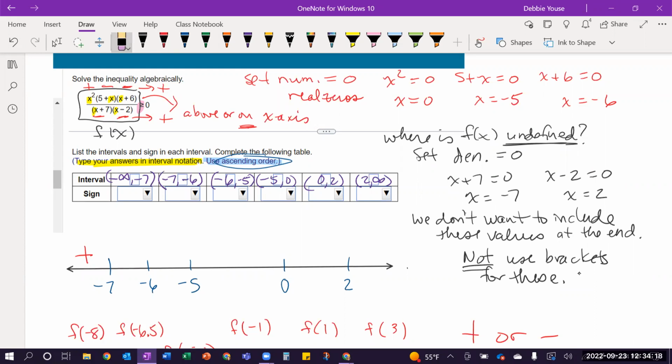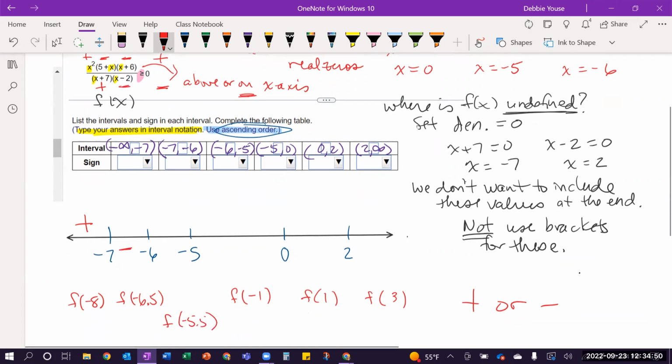If I do the second interval, and I'm going to get rid of my box there, I do the second interval, -6.5. If I square that, again, that's positive. -6.5 plus 5 will be negative. -6.5 plus 6 will be negative. So the whole thing up top will be positive. -6.5 plus 7 will be positive. -6.5, I meant to say 6.5 on the last one. Minus 2 is negative. So that product is negative. And then if I divide the positive and negative, now this is negative.